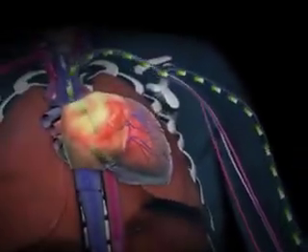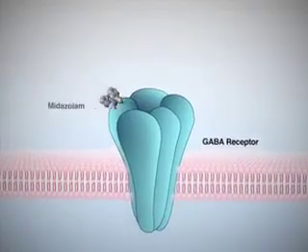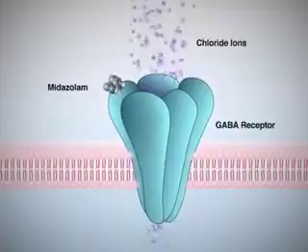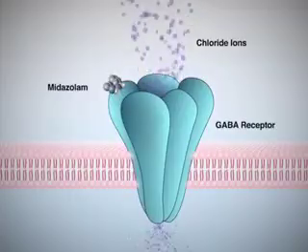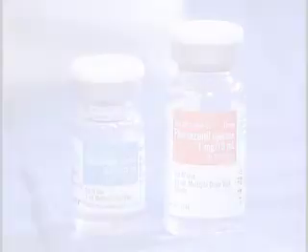Midazolam is a potent benzodiazepine that may be administered intravenously. Its action on gamma-aminobutyric acid, or GABA, receptors in the brain causes anxiolysis and amnesia. Clinically effective doses for sedation vary widely. It is important to titrate the drug to the desired effect. For adults, a dose of 0.5 milligrams can be administered intravenously and repeated as needed every 5 minutes.